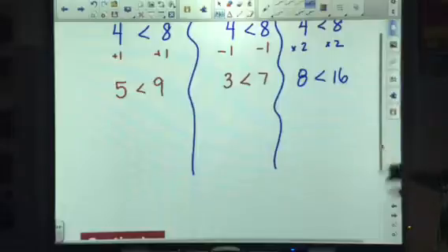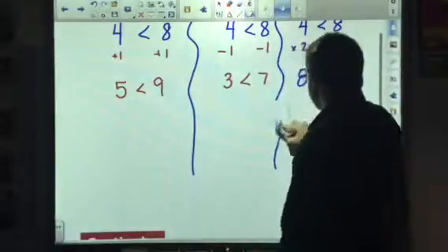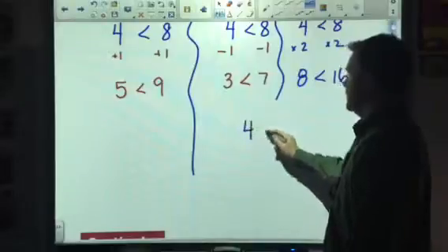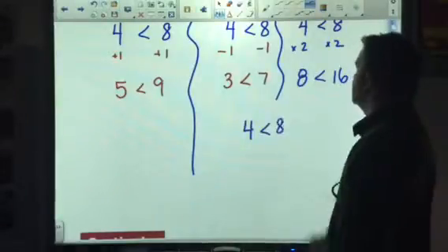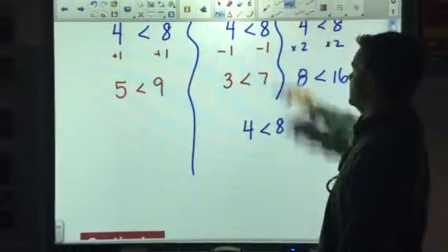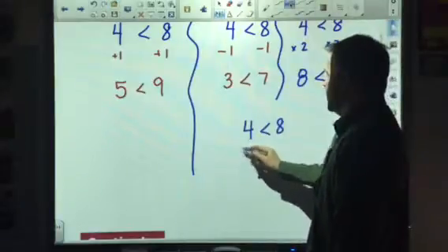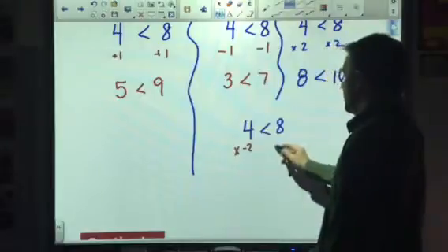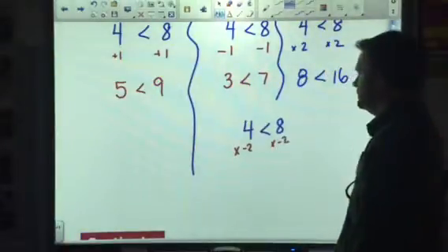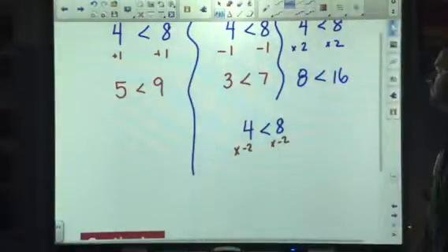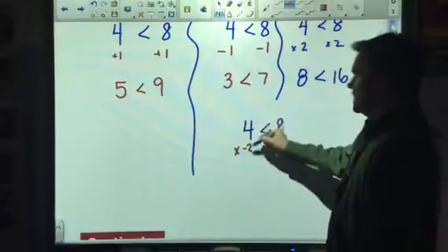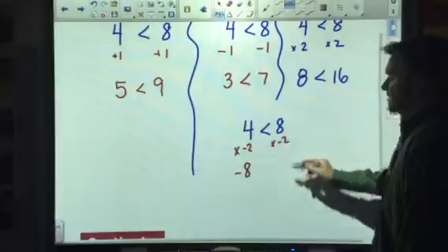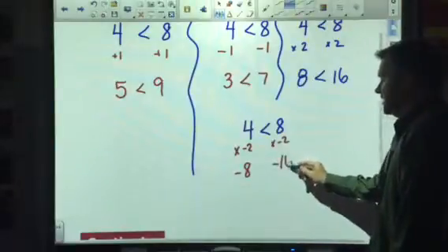We're going to look at a couple more here. So our beginning statement, 4 is less than 8. This time what I'm going to do is multiply by a negative 2. So 4 times negative 2 gives me negative 8, and 8 times negative 2 gives me negative 16.